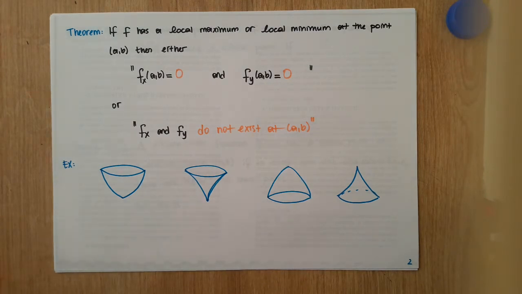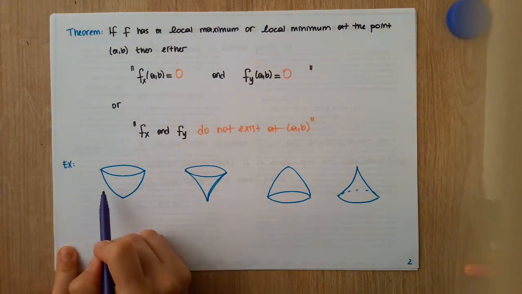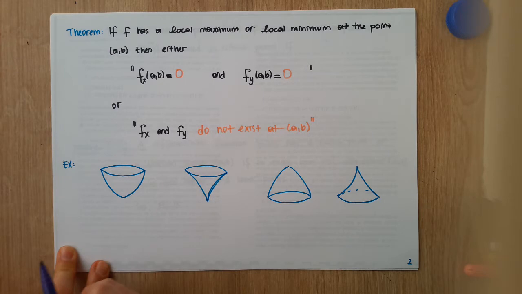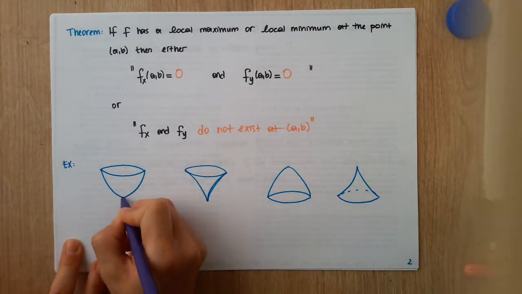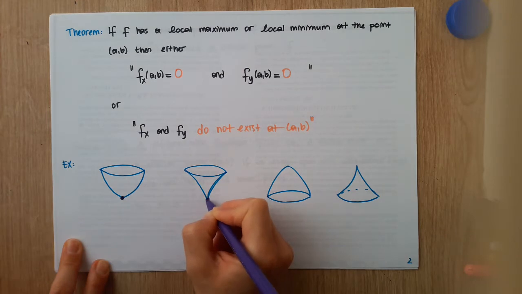We won't use the definition during solving the questions. So I have some examples for you. Here we have an example of surfaces for local minimum. Let me write it like that. This point and this point are examples of surfaces for local minimum.